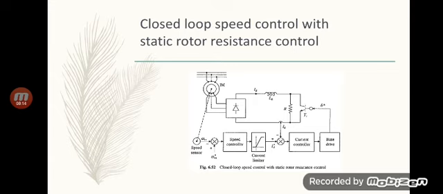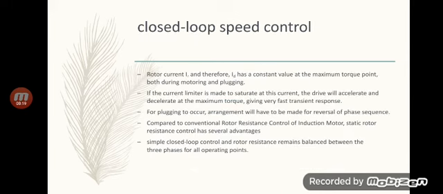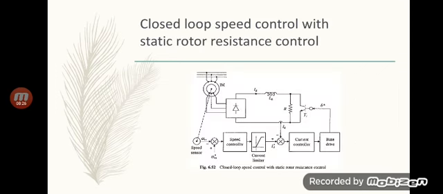Here is the static rotor resistance control with closed loop speed control: a speed controller with the current limiter, and then a current controller with the base drive. This is closed loop speed control with static rotor resistance control of induction motor.